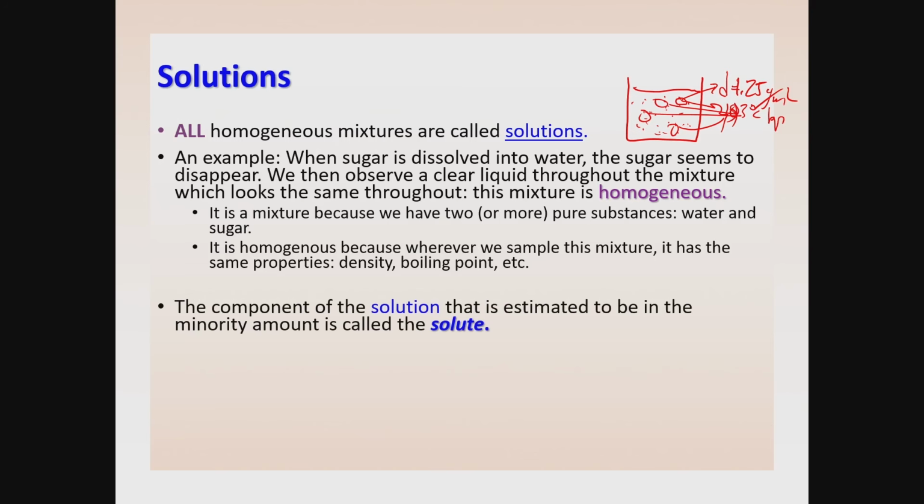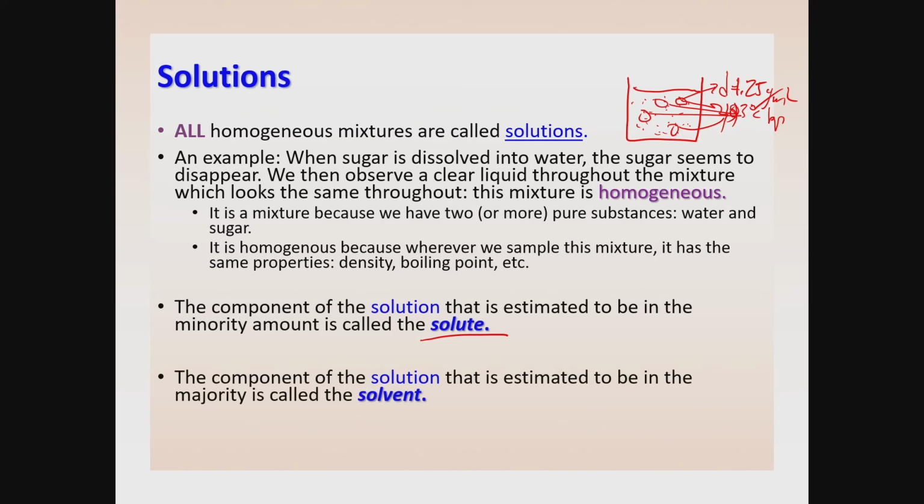So a couple of vocabulary words which you must memorize. The component of the solution that is estimated to be in the minority amount is called the solute. If you have a component in the solution that is estimated to be in the majority, it is called the solvent. In the sugar water example, we probably don't have nearly as many sugar molecules dissolved in the solution as we have water molecules. So sugar is the one where we have the least number of molecules, so the sugar will be the solute.